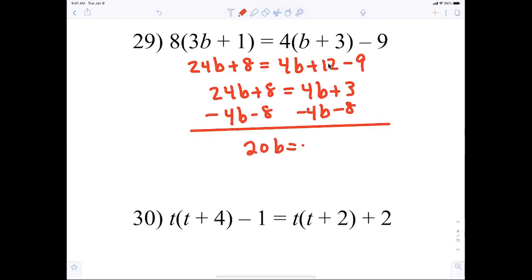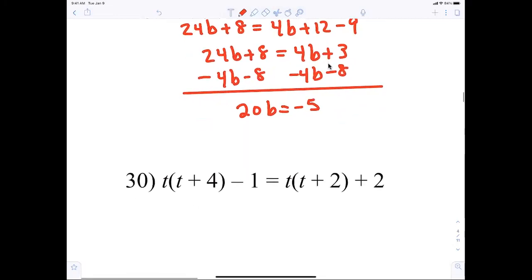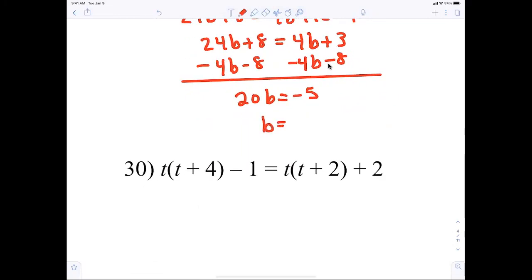20b equals negative 5. Now you've got to be careful because everybody puts 4 or negative 4. It's not, correct? b equals negative 1/4. We okay with negative 1/4? Dividing both sides by 20, negative 5 over 20 reduces to negative 1/4. Anybody have any issues with that? Anybody?